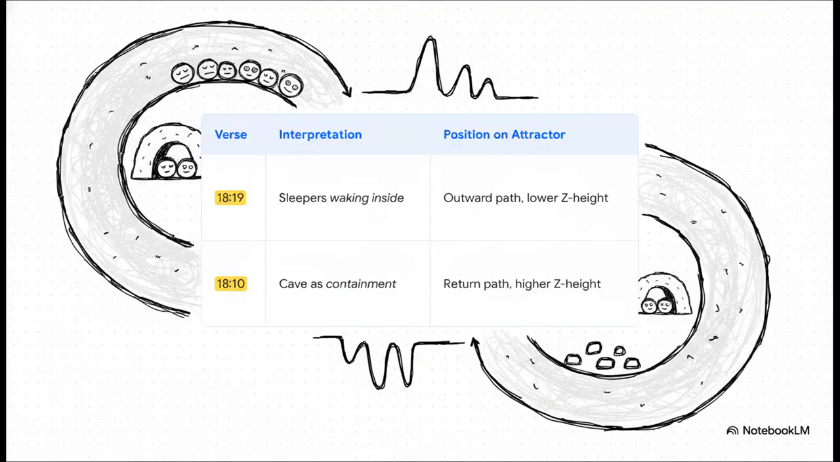Check this out. This makes it so clear. Verse 18:19, which shows up early in the chain, is read as the sleepers waking up inside the cave. It's part of that outward diverging path. But verse 18:10, which comes way later, is interpreted in a totally different context. Now the cave is seen as a containment structure, like a grave. It's part of the return path, at a different height on the attractor. Same place in the book, two totally different phases in the cycle.